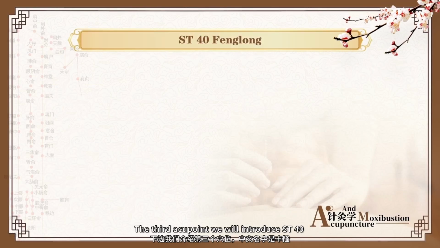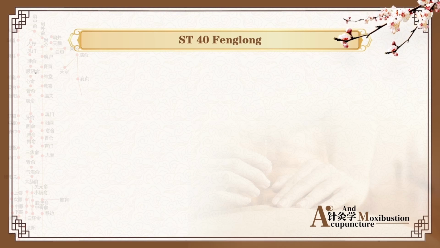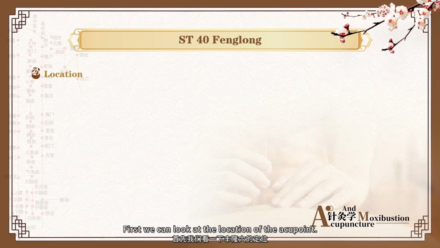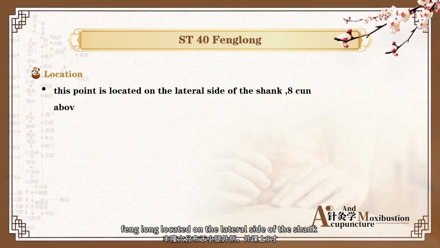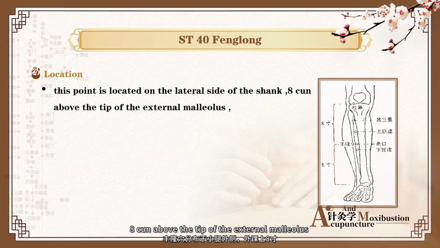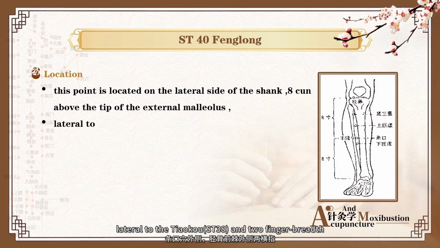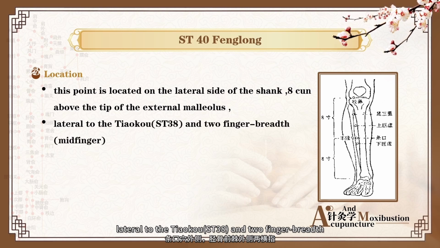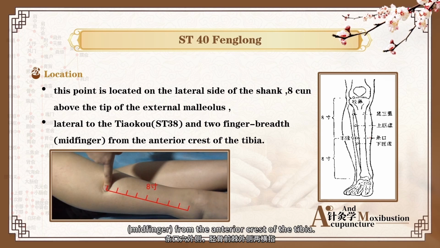The third acupoint we will introduce is stomach 40. The Chinese name is Fenglong. First, we can look at the location of the acupoint. Fenglong is located on the lateral side of the leg, 8 cun above the tip of the external malleolus, lateral to Tiaokou, stomach 38, and 2 finger breadths. The finger is the middle finger, from the anterior crest of the tibia.